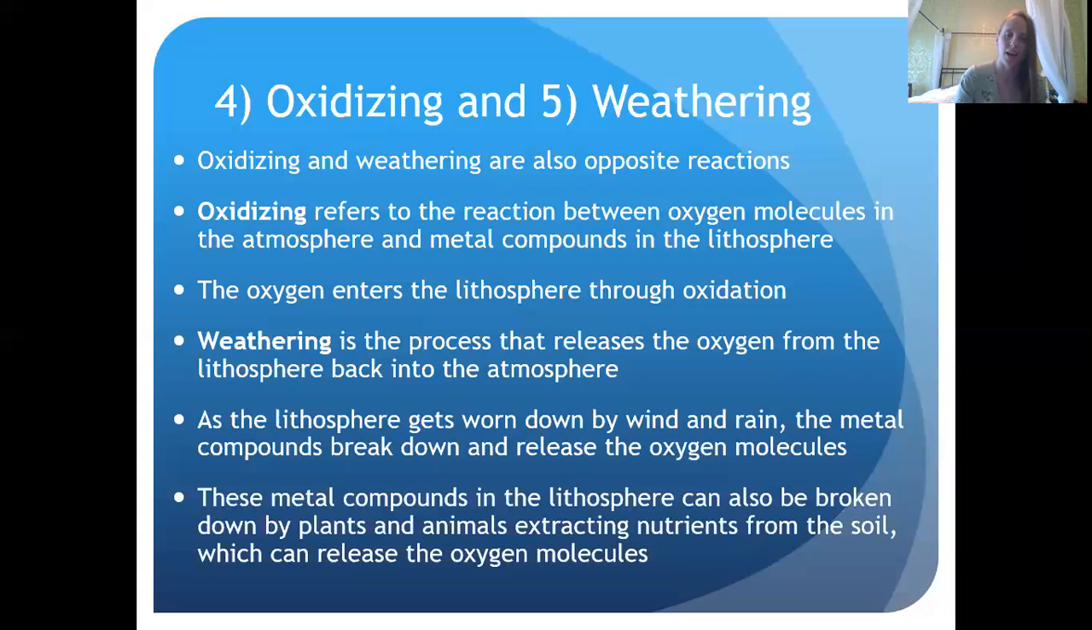Weathering is then the process whereby that trapped oxygen that has bound to the lithosphere is released back out into the atmosphere. This happens as the lithosphere is slowly weathered away or worn down by wind and rain and stuff like that. As those metal compounds in the lithosphere are eroded or broken down, the trapped oxygen molecules will be released. Plants and animals extracting nutrients from the soil can also cause this weathering process as well, which can result in the release of oxygen.